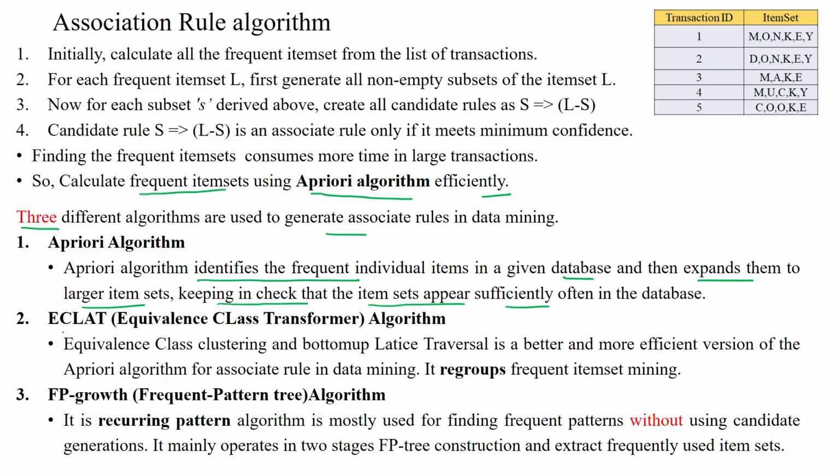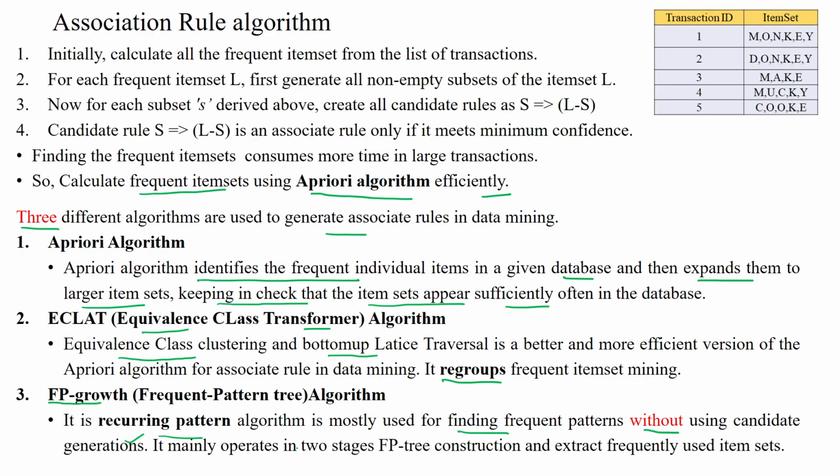The second algorithm is ECLAT, that means Equivalence Class Transformer algorithm. Sometimes it is called equivalence class clustering and bottom up lattice traversal, which is better than the Apriori algorithm at finding the frequent item sets and generating the association rule by regrouping the frequent item sets. The third one is the frequent pattern tree growth algorithm, which finds the frequent item sets based on recurring patterns, without generating candidate solutions.